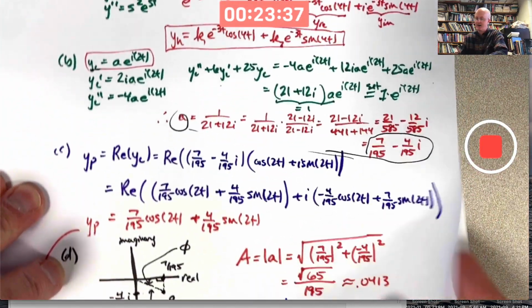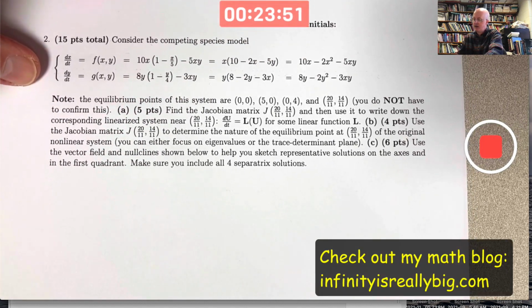Oh, all right, on to problem number 2. This one looks long as well, but I think it'll go a little quicker because, once again, I do things to save some work. It's a competing species model.